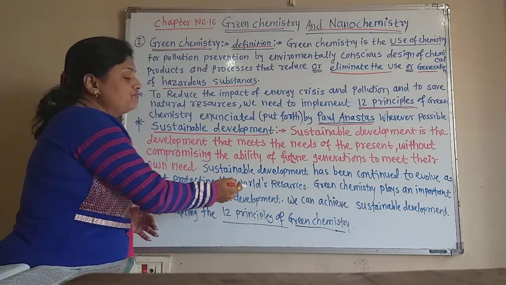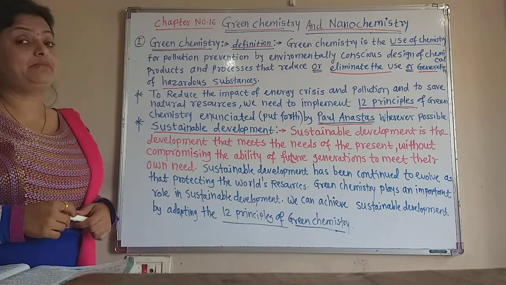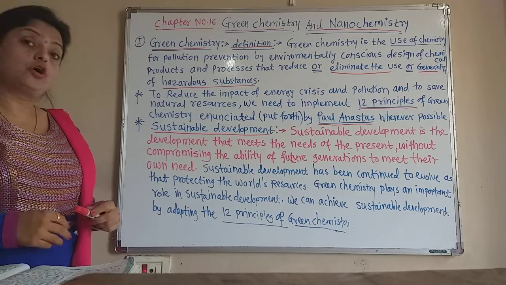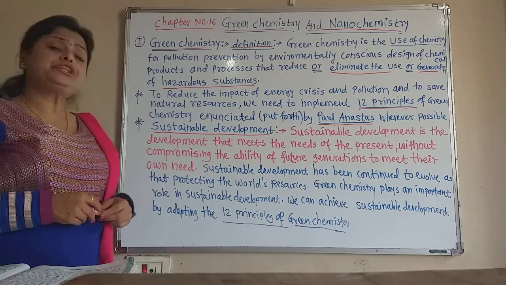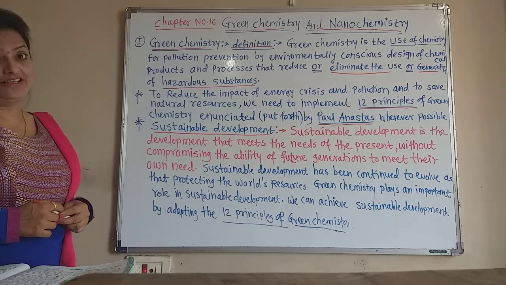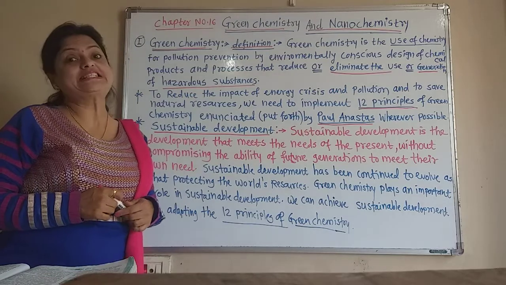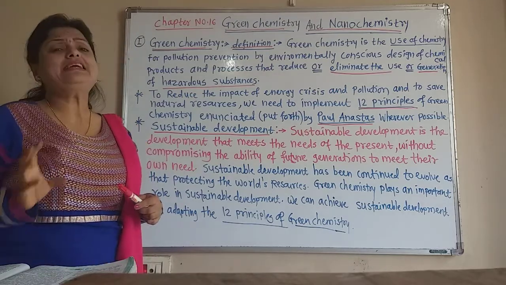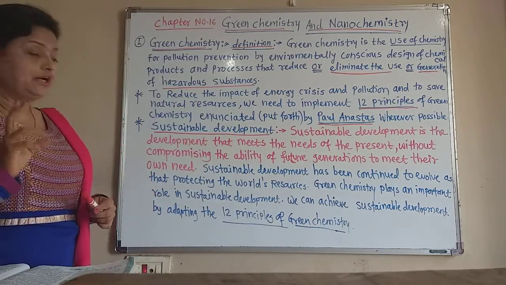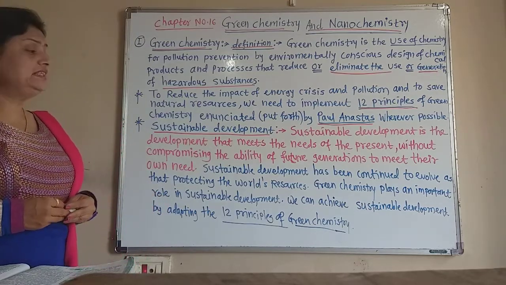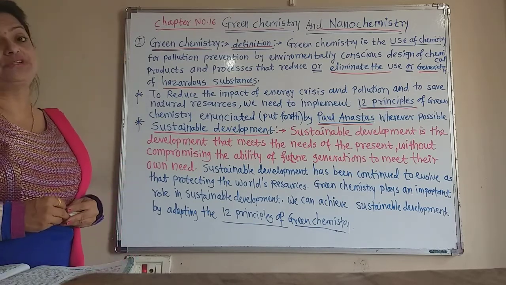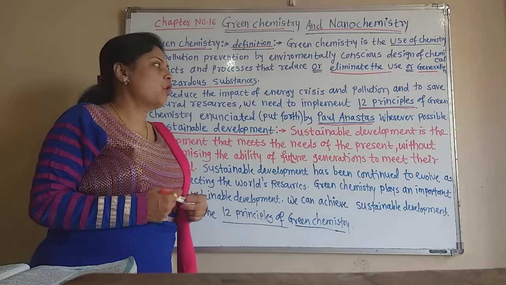As protecting the world's resources, due to sustainable development, the natural resources are protected or will be protected. Green chemistry plays an important role in sustainable development. If we adopt the 12 principles of green chemistry, then definitely green chemistry plays an important role in sustainable development. We can achieve this by adopting the 12 principles of green chemistry given by Paul and Ernst.